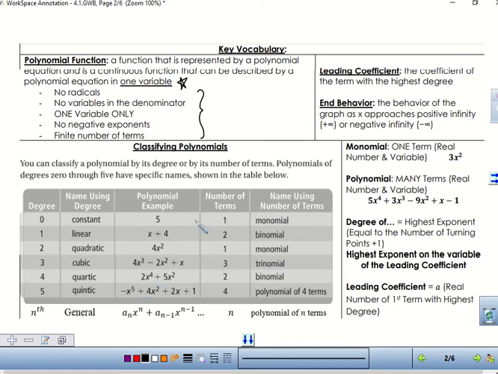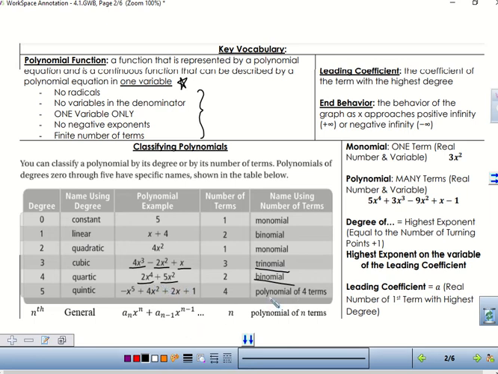Now, number of terms gives us these other names, monomial, binomial, etc. So, if you have one term, that's a monomial. Two terms is a binomial. Once again, this is one term, it's a monomial. Even though it's quadratic, it's still one term. Cubic, in this case because it's the third degree, but it's a trinomial because there are 3 separate terms. This is a binomial because there are 2 terms.